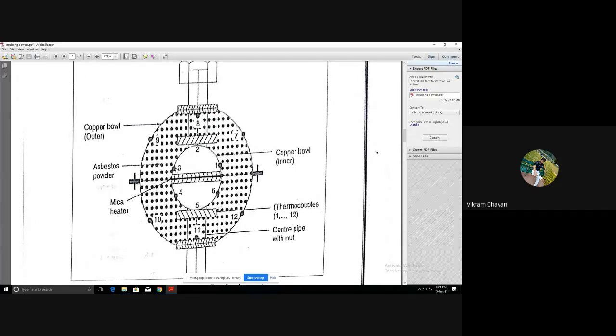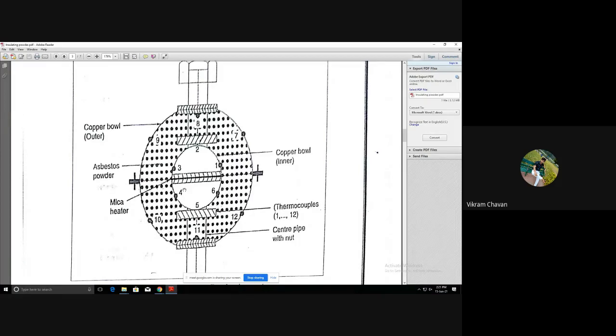Then what we have to do? First of all, we have to measure the input supply of electric current to this particular heater. To measure this input supply, we have to take the reading of voltage and current, and the product of voltage and current will provide you the heat input for this particular heater, or how much heat is generated by this heater. That will be equal to voltage multiplied by current.